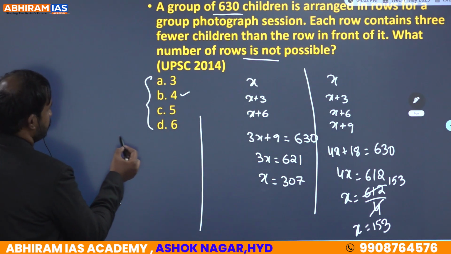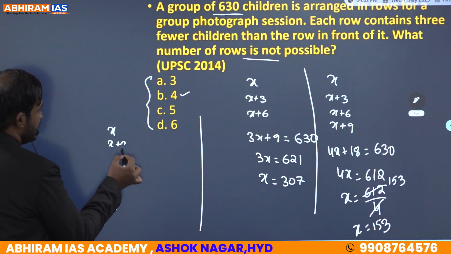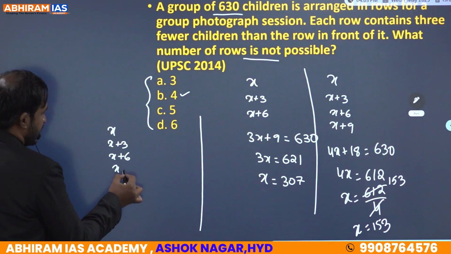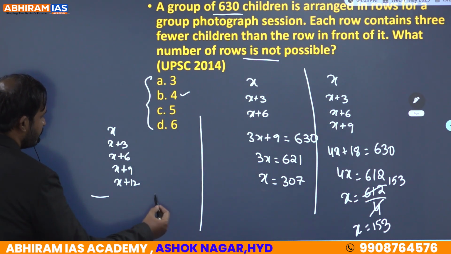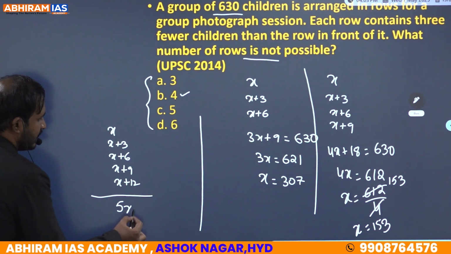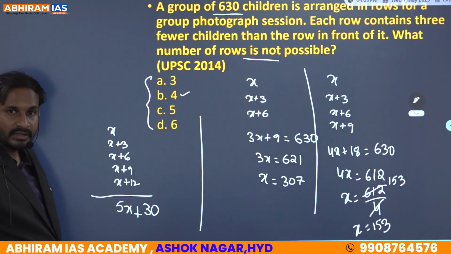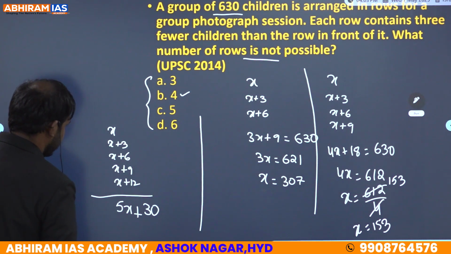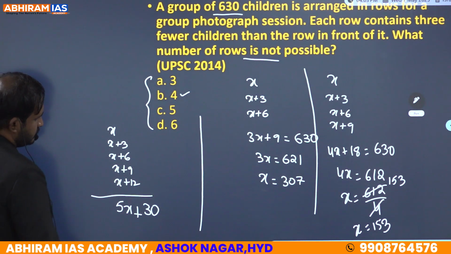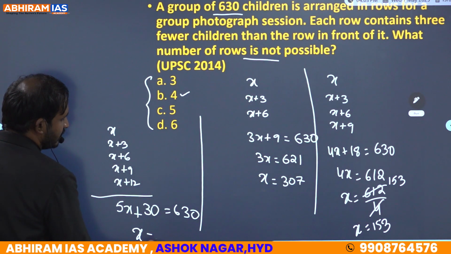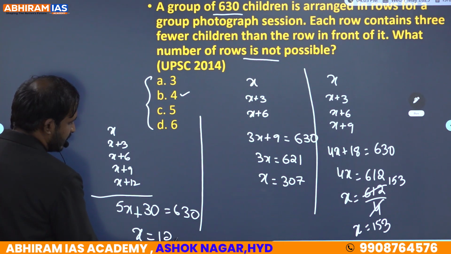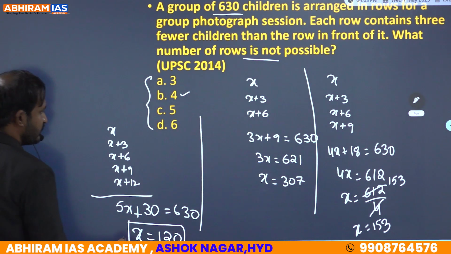Next I will take 5. So x plus 3, x plus 6, x plus 9 and x plus 12. So what is the sum of these numbers? 5x plus 21, 21 plus 10, 30. Right? 5x plus 30 I will get here. So this is equal to 630. Then x value I will get as 120. Yes, there is a chance for this one also.